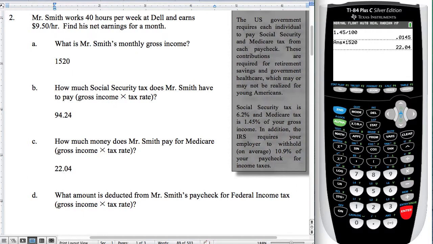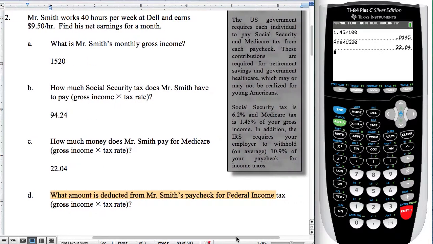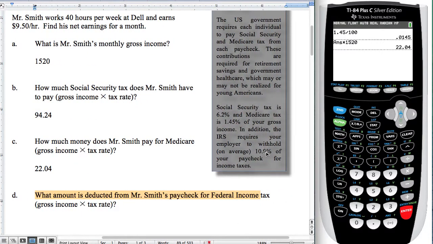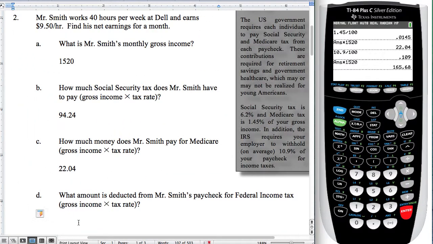$22.04. Then it asks what amount is deducted from Mr. Smith's paycheck for federal income tax. Now, there are different rates that people are charged, but on average, we're going to use 10.9. And once again, take 10.9, divide it by 100, and that gives you the decimal rate that you're going to be charged. We multiply that by his gross income, $1,520. All right, so we're going to put in that amount, 165.68 for our answer.